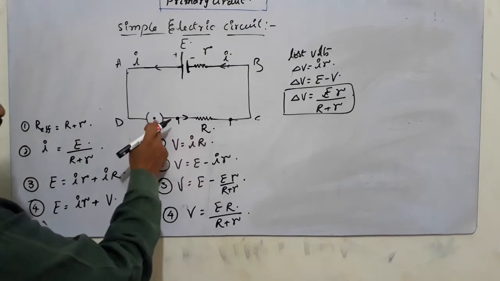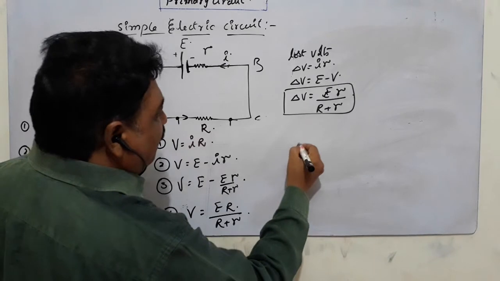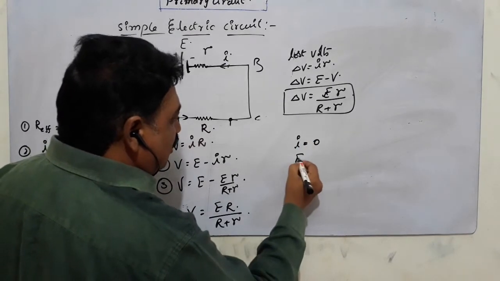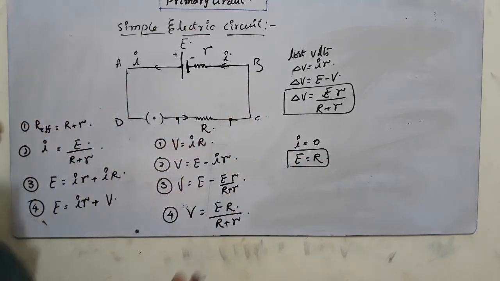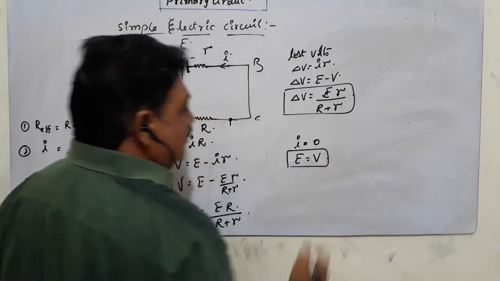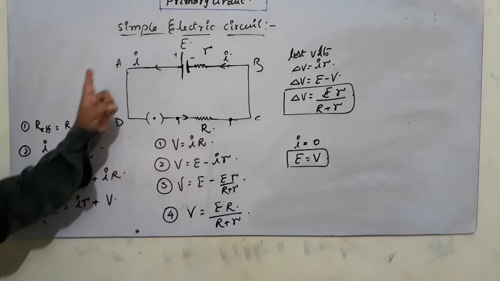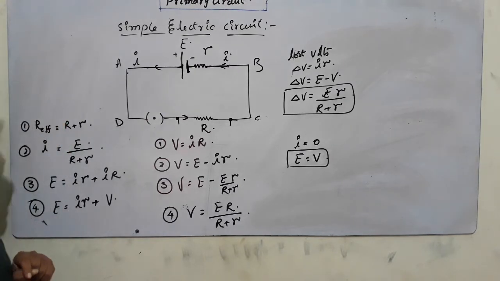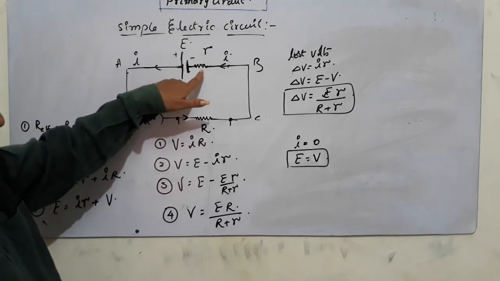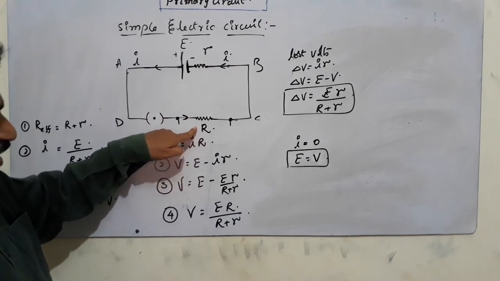If this key is removed, what happens? I becomes 0. If I is equal to 0, then E is equal to V. Electromotive force becomes the terminal voltage of that particular cell. This is primary circuit. A primary circuit must and should possess a cell with its internal resistance and is connected to an external resistor R.